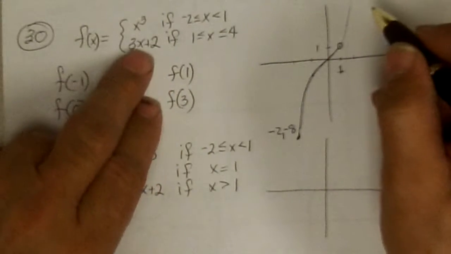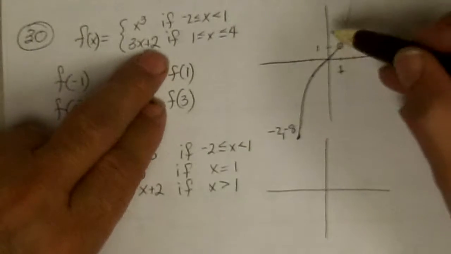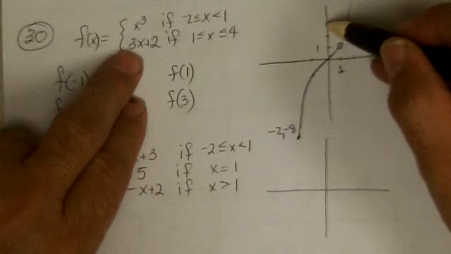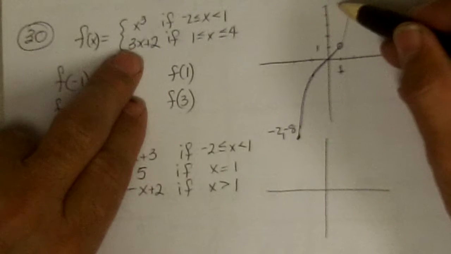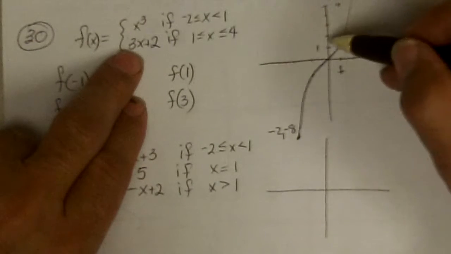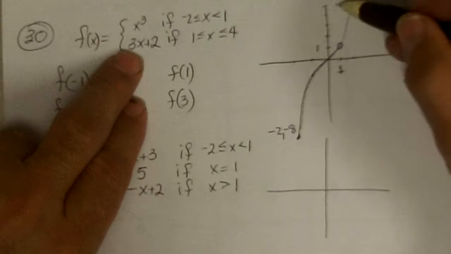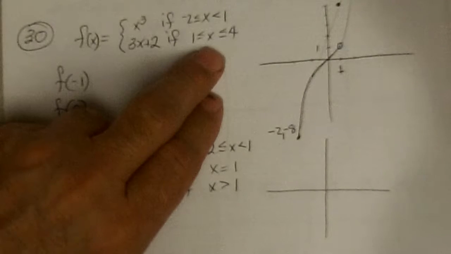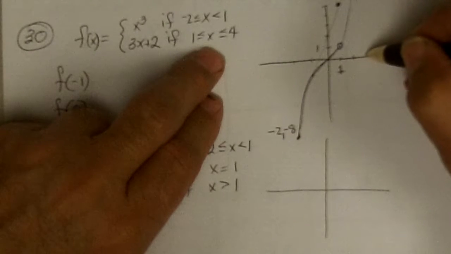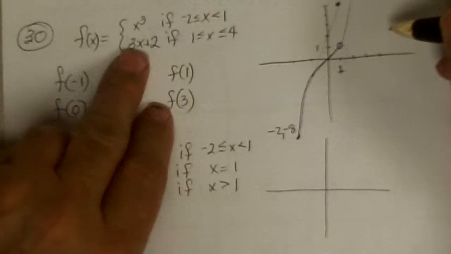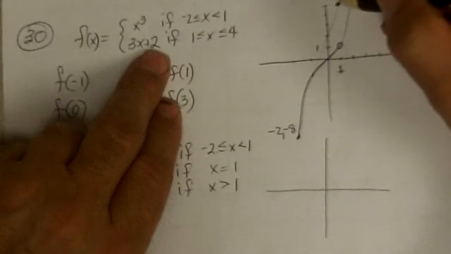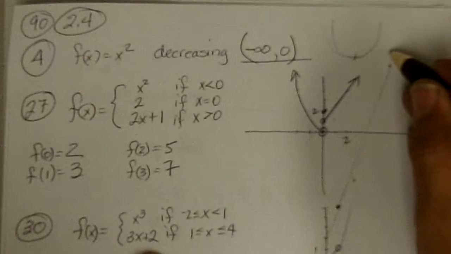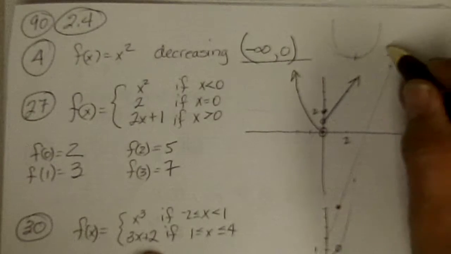And then I have to draw 3x plus 2. So that's a y-intercept 2 with a slope of 3, up 3 over 1, about there. So it's going to look something like this, but I only draw it for from 1 to 4. And 4 times 3 is 12, plus 2 is 14, way up there at 4, 14.